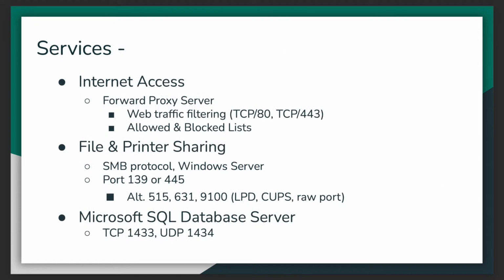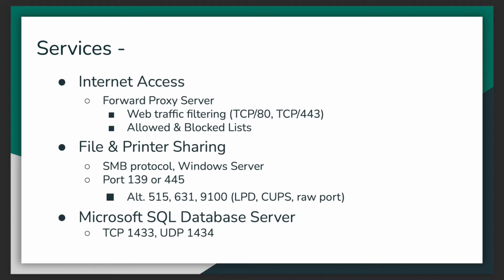In addition to a domain controller and DNS, services required by the NPO include internet access, file and printer sharing, and a Microsoft SQL database. These services would be located within the internal network. They'd be protected by a firewall.